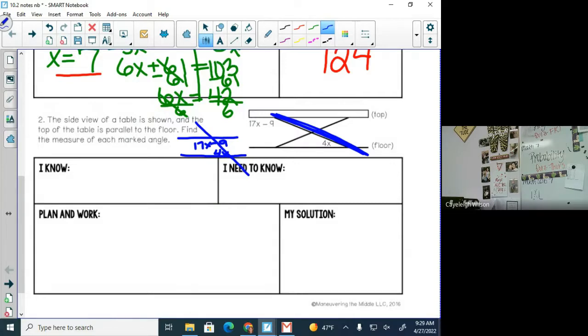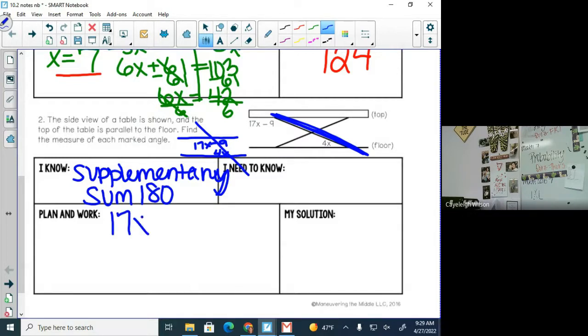And straight supplementary means that if you take both of the angles and do what with them? Add them together, they equal 180. So these are going to be a straight supplementary angle. So I'm going to put supplementary, and I know that their sum is 180. So I know that I'm going to take both of those and add them together, and they equal 180. So that's 17x minus 9, and I'm going to add that to the other angle, so plus 4x, and they both equal 180.